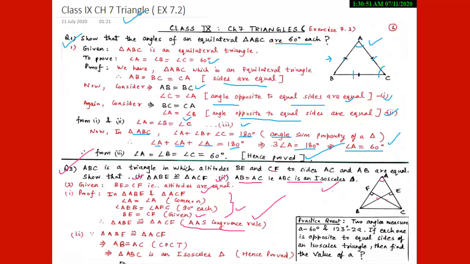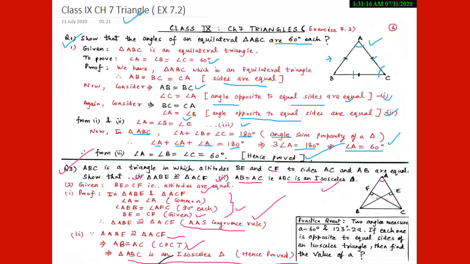So in the second part we have to prove that AB is equal to AC. So if triangle ABE is congruent to triangle ACF, then by CPCT we can say that AB is equal to AC. So if AB is equal to AC and we know that if in a triangle two sides are equal, then it is said to be an isosceles triangle. So from here student, triangle ABC is an isosceles triangle and hence proved.